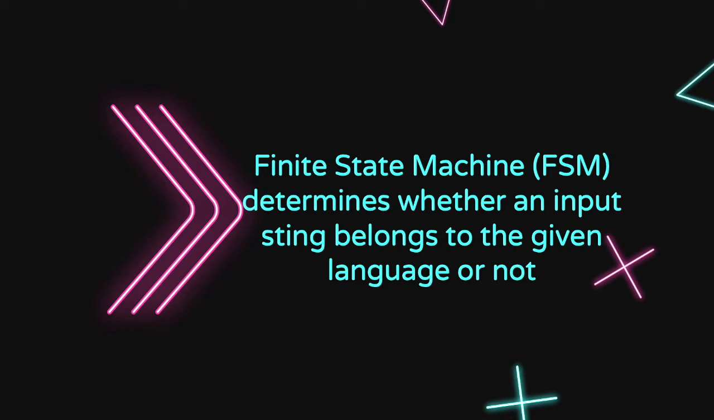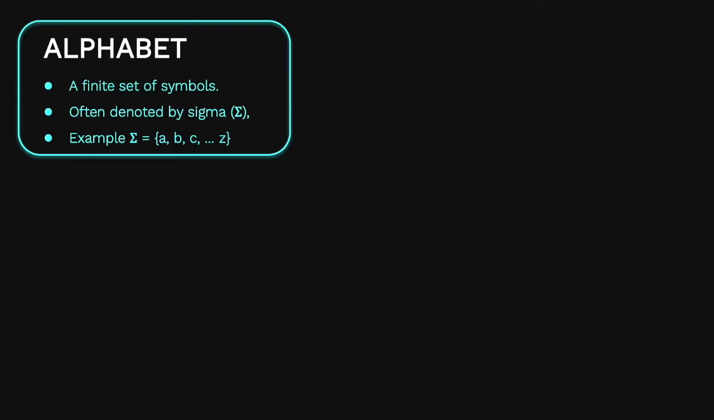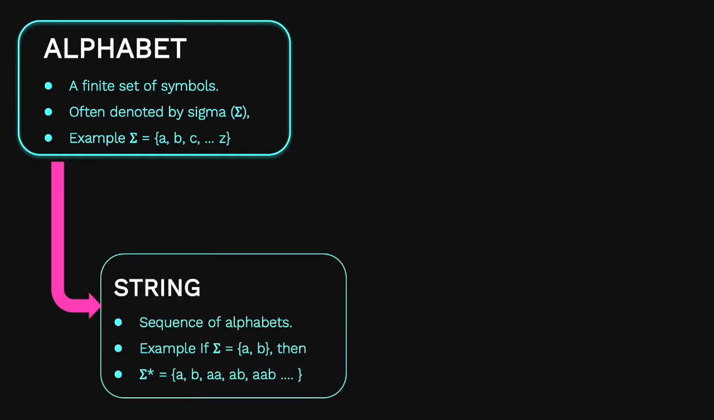Well, the FSMs are devised to represent the abstract form of languages. To understand the language, we need to gather a couple of other ideas. We'll start with alphabet. As we all know, alphabet is nothing but a collection of symbols. In automata, we usually denote alphabet by sigma. The next concept would be on string, which is the sequence of alphabets.